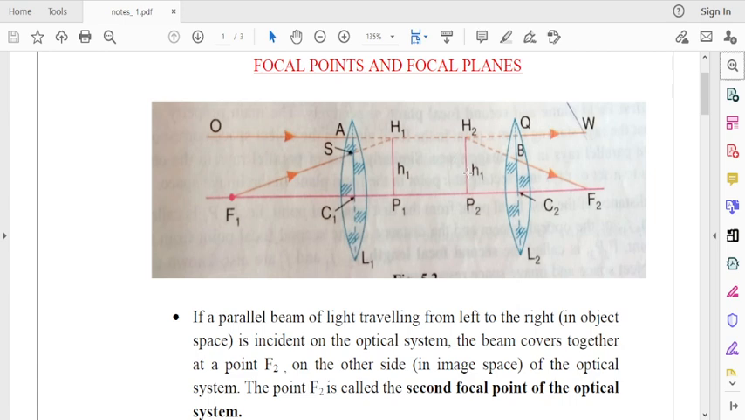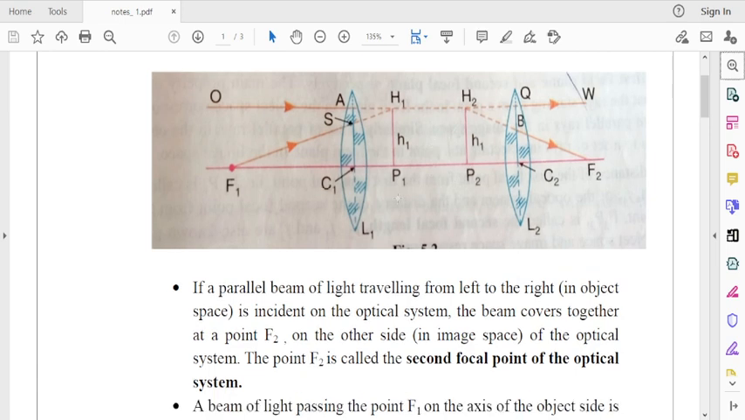On the other side, in image space, म्हणजे ऑब्जेक्ट स्पेस पासून सुरू झालेला इन्सिडेंट बीम हा इमर्ज होतो F2 ला इमेज स्पेस मध्ये. And therefore the point F2 here is called second focal point of the optical system. या second focal point विषयी.